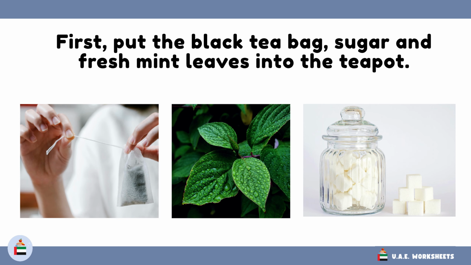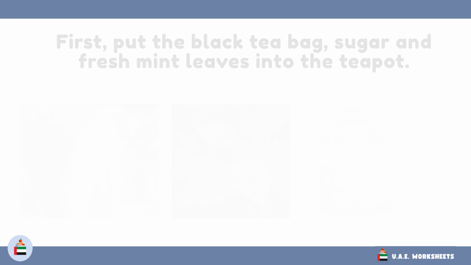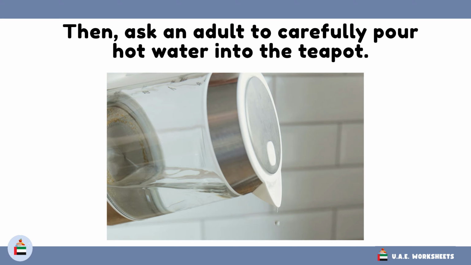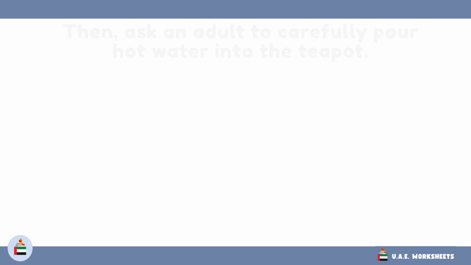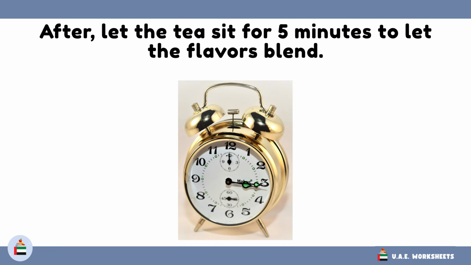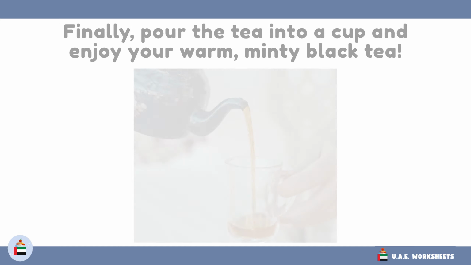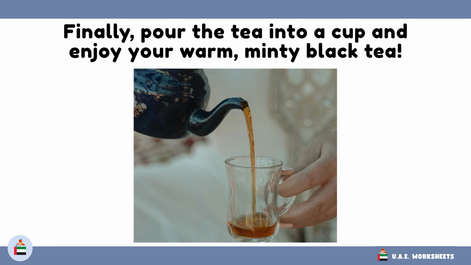First, put the black tea bag, sugar and fresh mint leaves into the teapot. Then, ask an adult to carefully pour hot water into the teapot. After, let the tea sit for 5 minutes to let the flavors blend. Finally, pour the tea into a cup and enjoy your warm minty black tea.